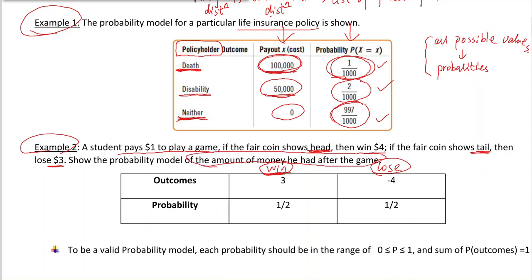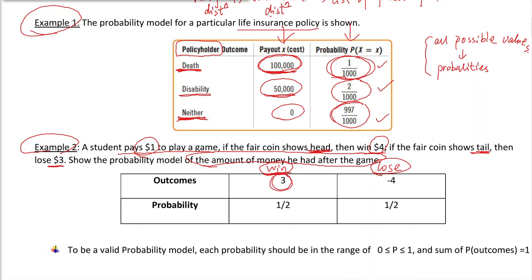So we say he will win $4, but remember this student paid $1 to play this game, right? So actually at the end of the game he will have $3, right? He wins $4, but at first he paid $1 to play this game, right? So actually the outcome for win will be $3, right?